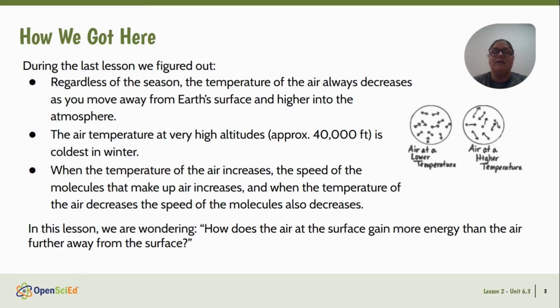During the last lesson, we figured out that regardless of the season, the temperature of the air is always decreasing as you move further and further away from the Earth's surface and higher into the atmosphere. The air temperature at those high altitudes is coldest in the winter, and when the temperature of the air is increasing, the speed of the molecules that make up the air is also increasing, and the opposite is true when the temperatures are decreasing. That means that the molecules are moving slower as well.